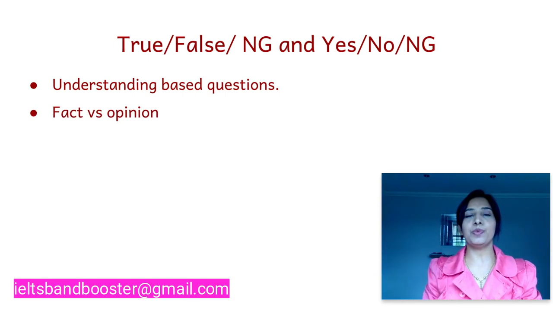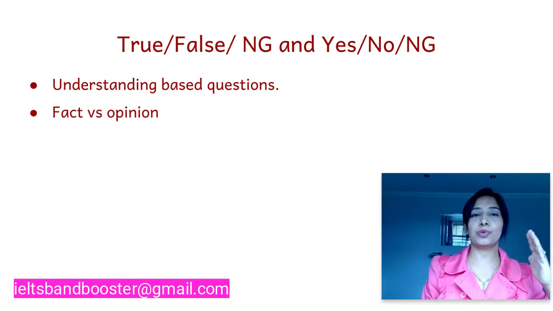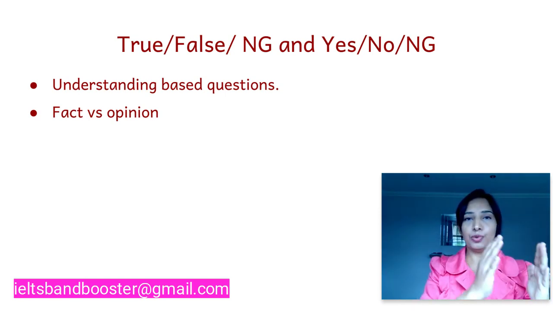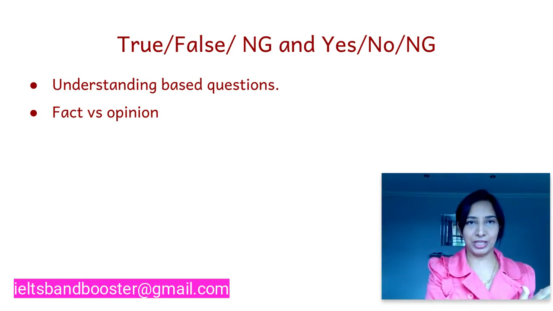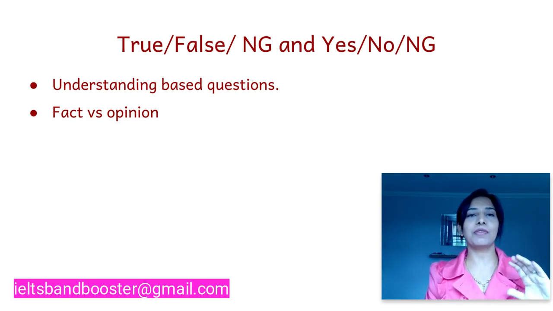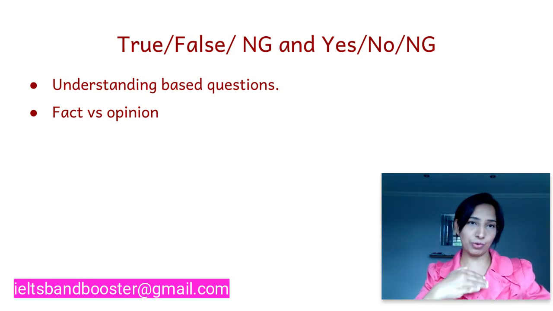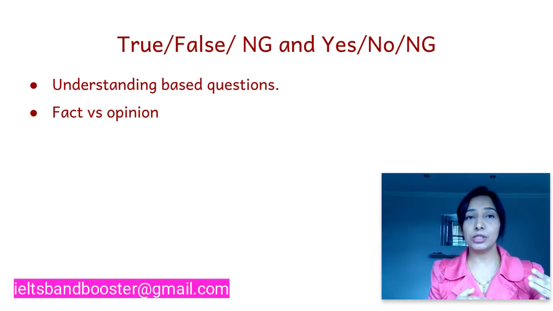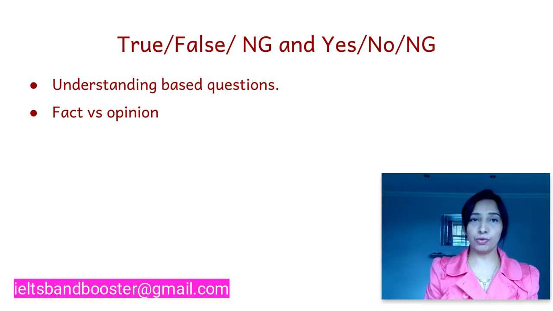The basic difference between true, false, not given and yes, no, not given is that true, false, not given is a fact-based question, which means some information is given in the passage which you have to compare with the question, and you have to decide whether it's true, false or not given.